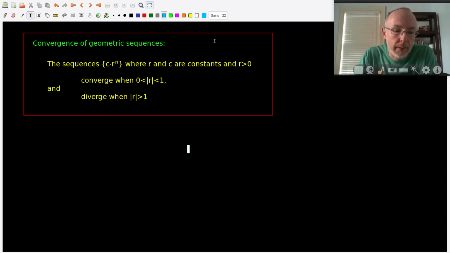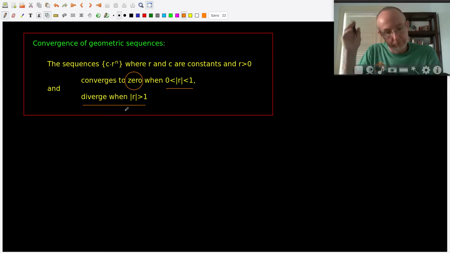So I can add to this. When I take the limit for a geometric sequence, what I'm going to get is a number that converges to 0 if the absolute value of R is less than 1, and it's going to diverge if the absolute value of R is bigger than 1.